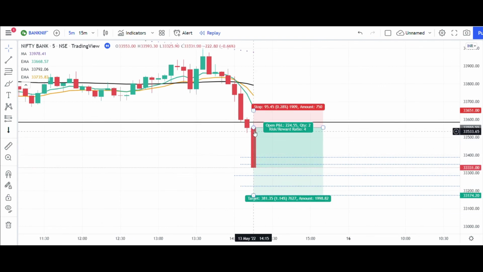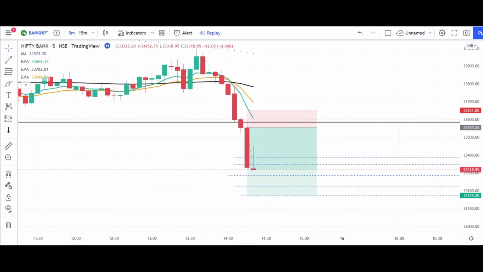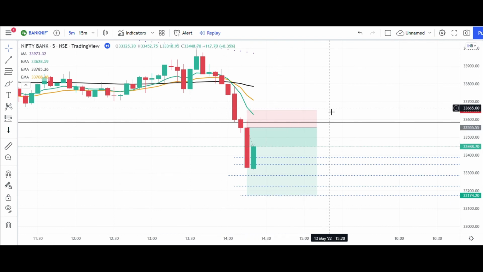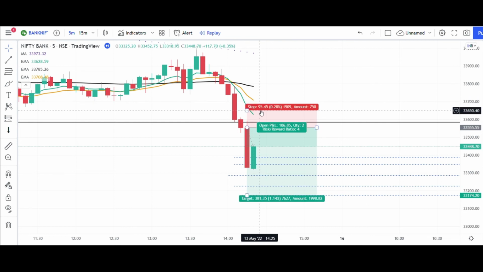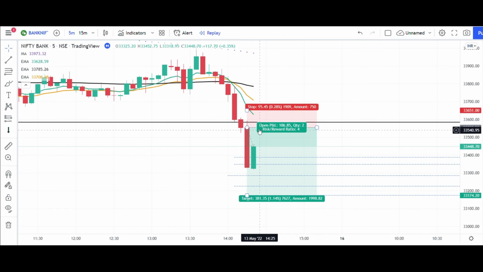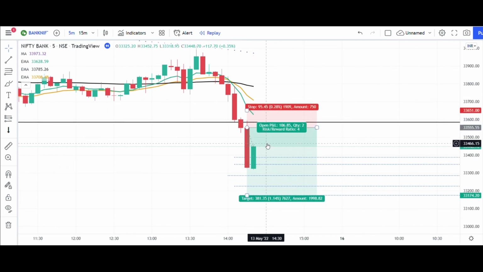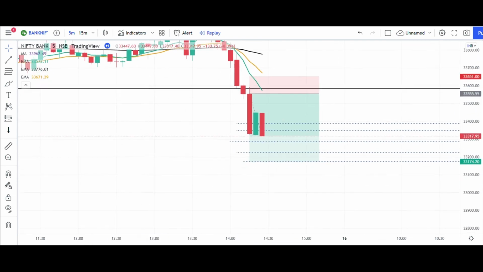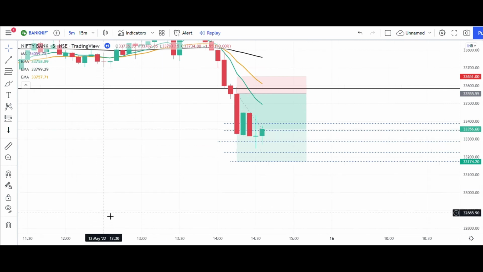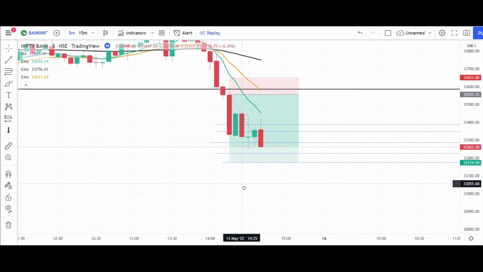Look, in just 1 minute, as soon as we entered, it gave us the first and second targets. Still our first stop loss will stay here, because this 20 moving average is still far above our first stop loss. Moving it up would not be called trailing the stop loss, since you would be increasing your risk instead of reducing it. So we will keep the stop loss here, and once the trend starts going in our favor, we will keep on trailing it. Okay, first, second, third target achieved.